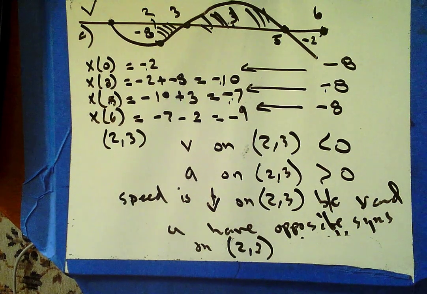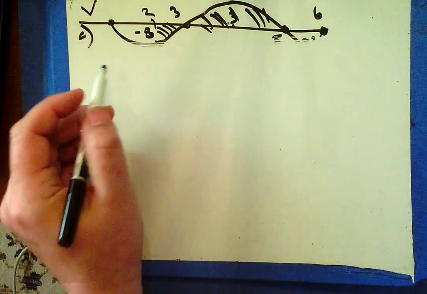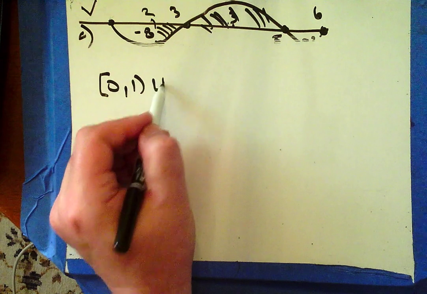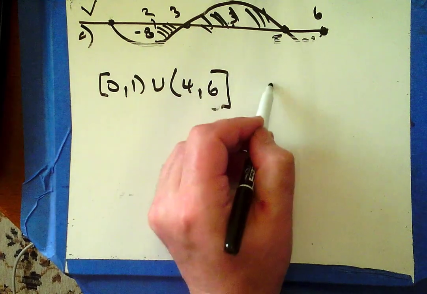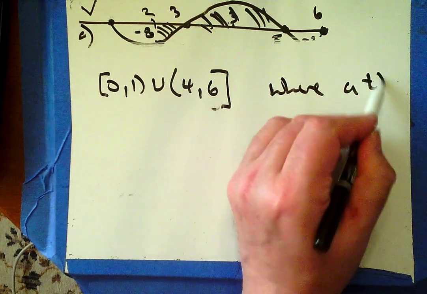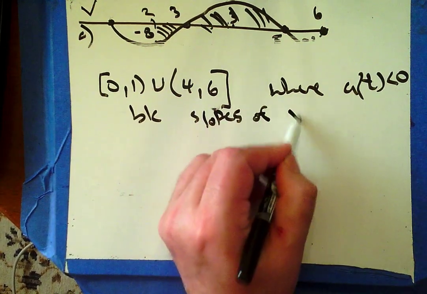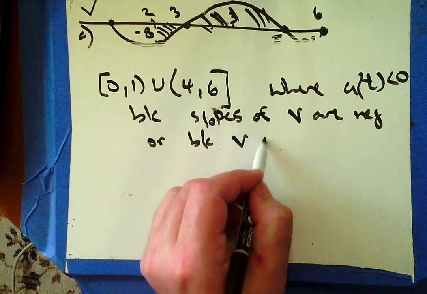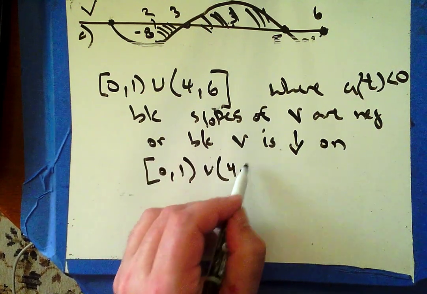That seems more precise. And then finally, part D, on what intervals is acceleration negative? Well, we said acceleration was the slope on this graph. We have a negative slope from 0 to 1, and we have a negative slope from 4 to 6. So those would be places where A is less than 0 because the slopes of V are negative, or because V is decreasing on 0 to 1 union 4 to 6.